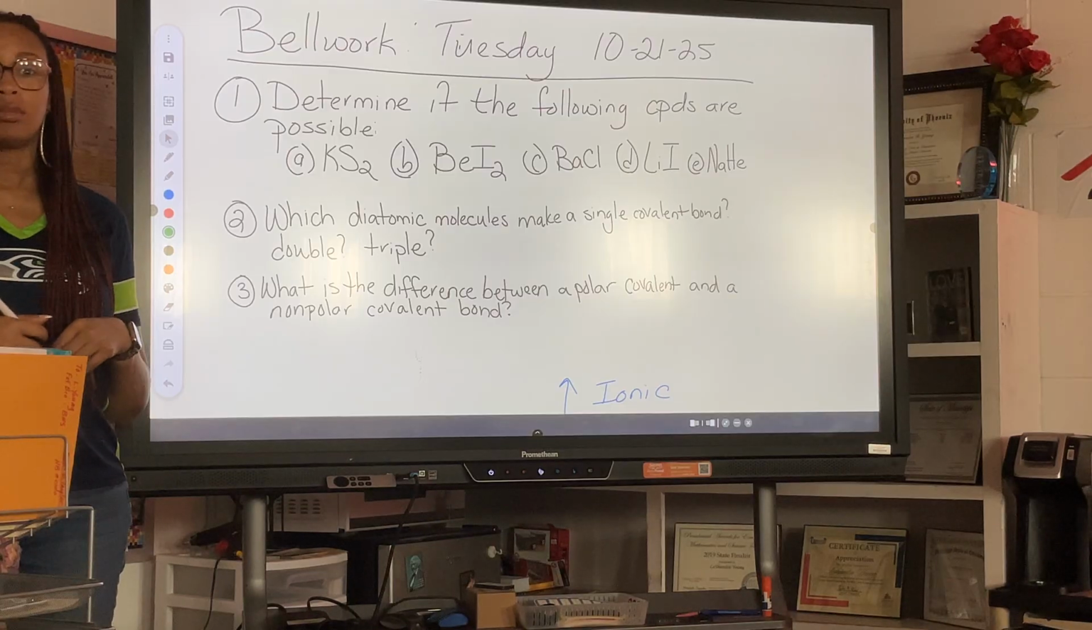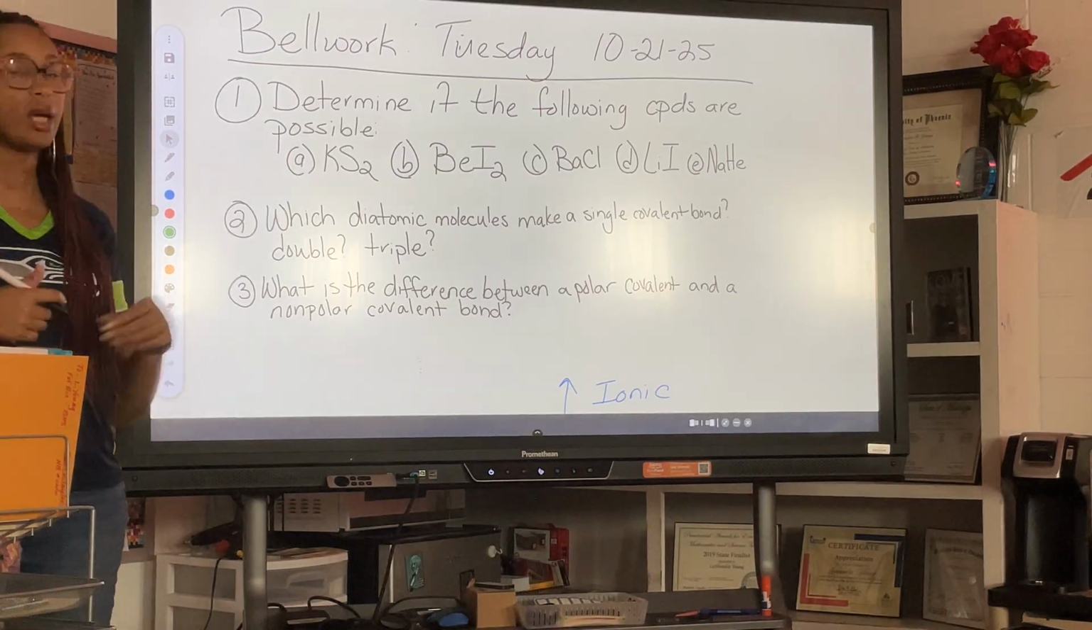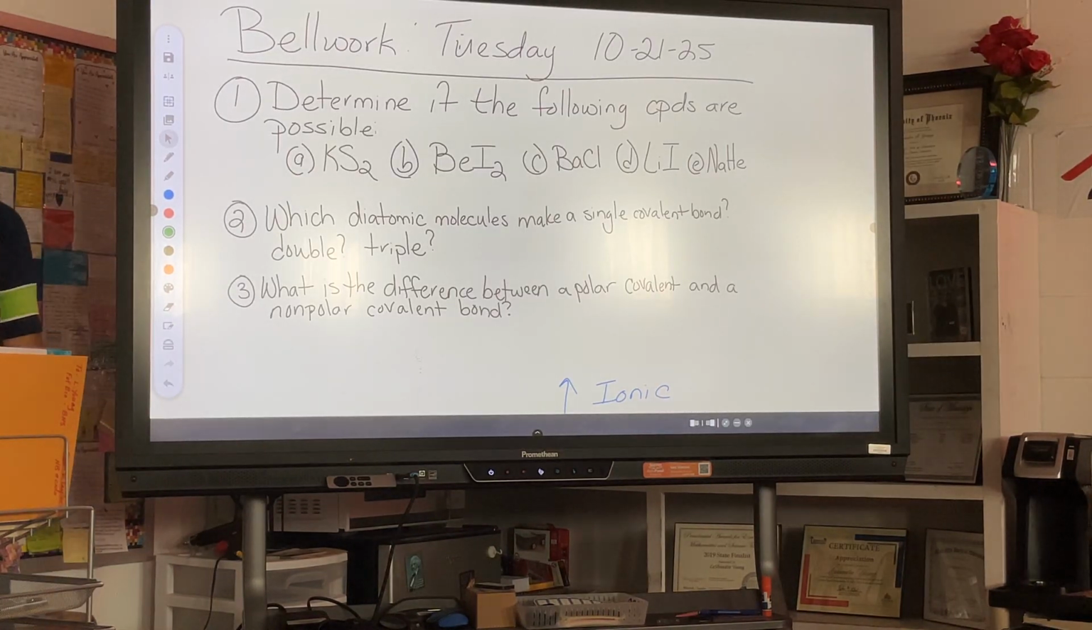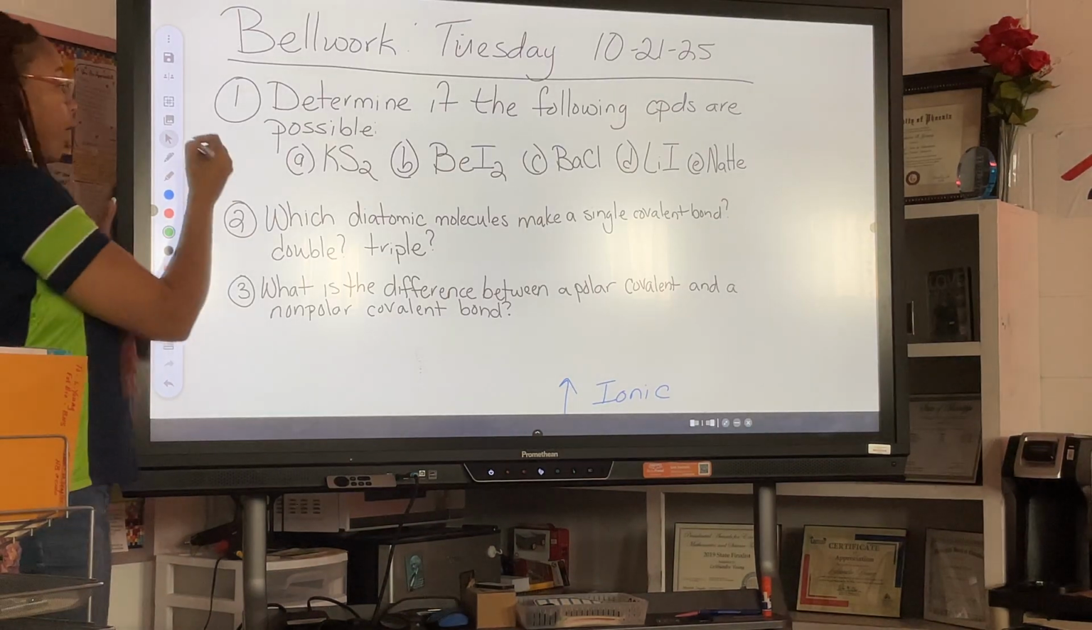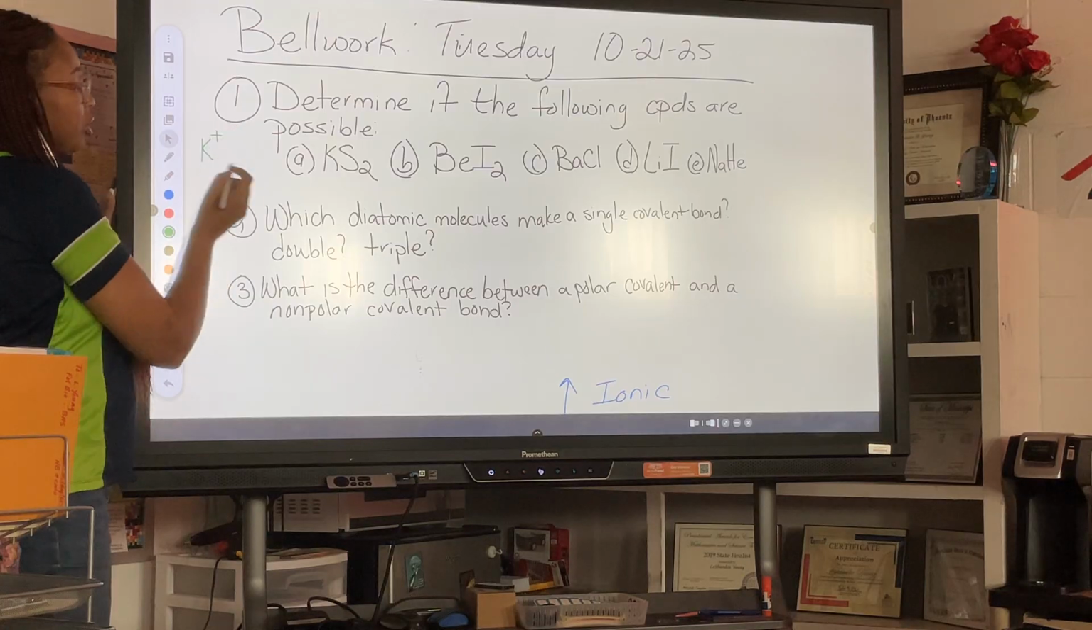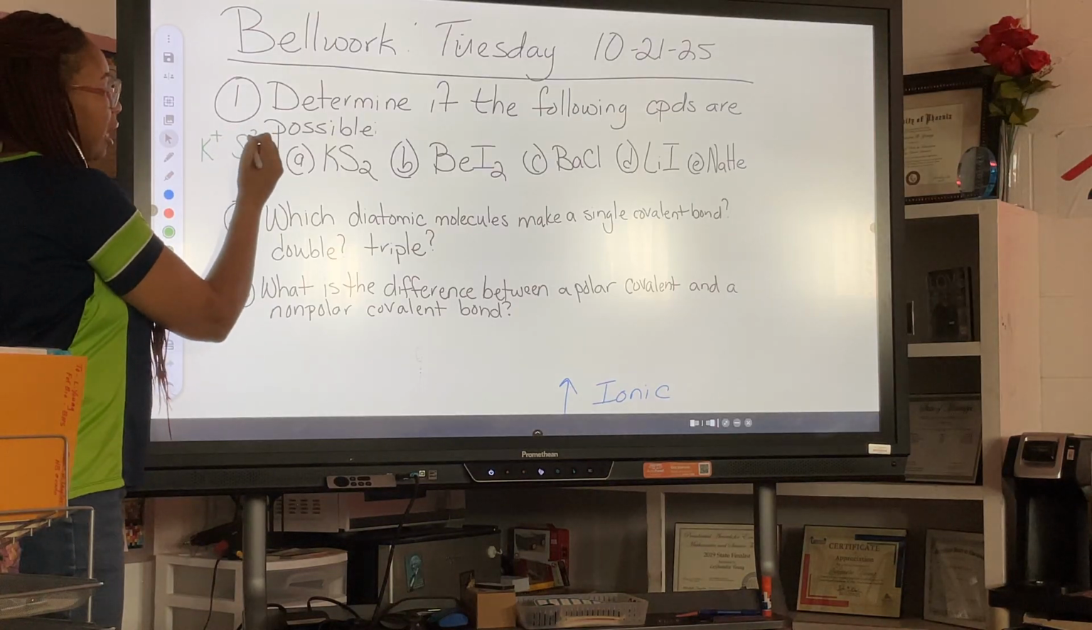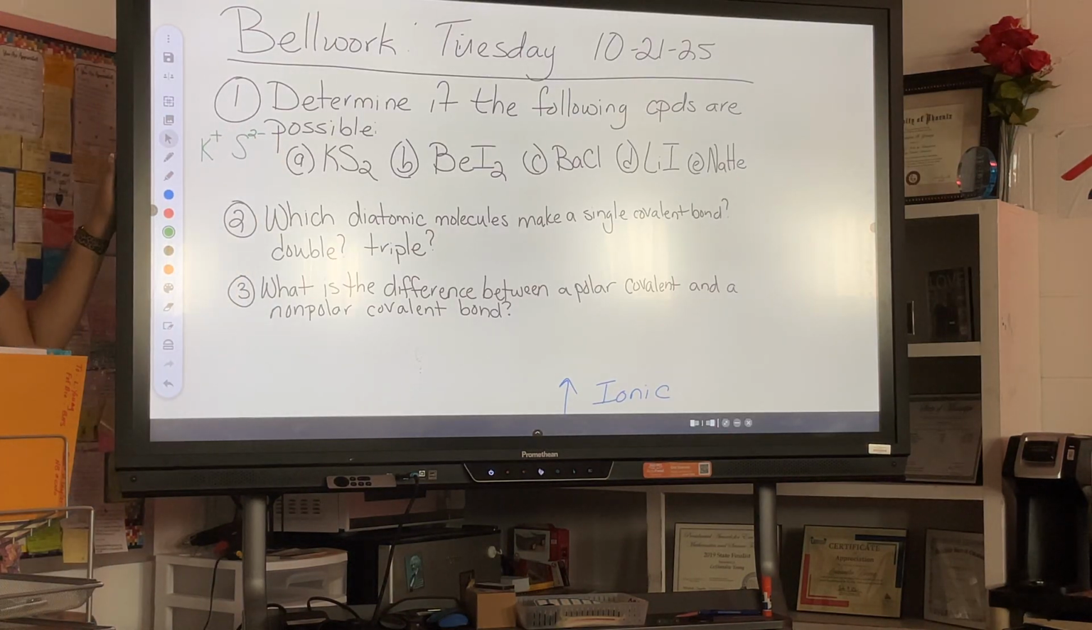Plus 1. What is the oxidation for sulfur? -2. What do we do with those numbers? Swap and drop. Were these numbers swapped and dropped? No, they were not. They were just dropped. If I have potassium with a plus 1 and sulfur with a -2, they were not swapped and dropped. They were simply dropped. So is this possible? No.